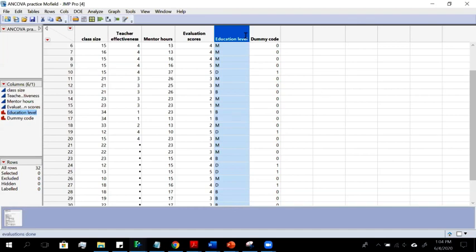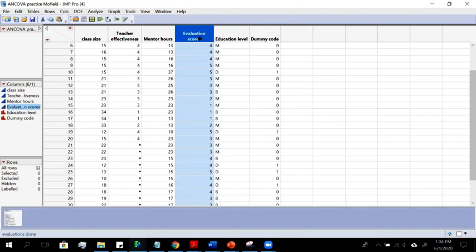So I'm wondering what else could be influencing evaluation scores besides the educational level? Well, it might just be because they have small classes. That could be a factor. Like all these people with 4s and 5s with really high scores, maybe that's due more to the fact that their class size is smaller rather than education level. So that's the gist of what I'm going to do with the ANCOVA.